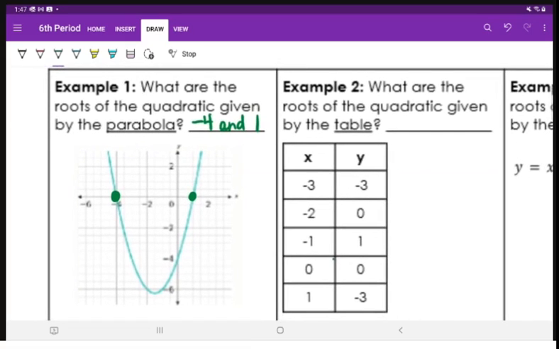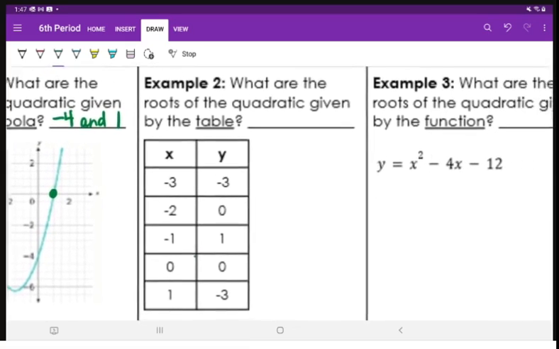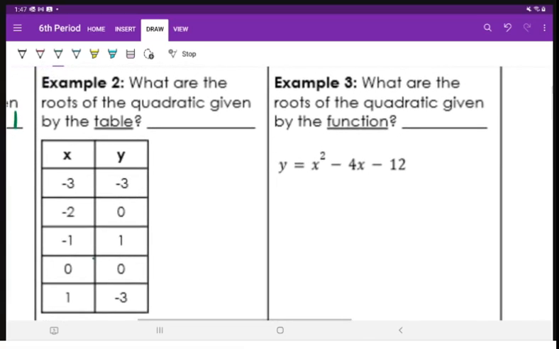All right, take a look at number 2. Number 2 is a little different. In example 2, instead of a graph, we're given a table. I need somebody to help me brainstorm how we can find the solution when we're given a table. Can I try to get a volunteer who hasn't spoken up yet today? Maya, you want to give me some help on this one?